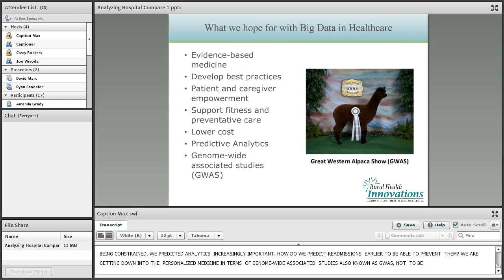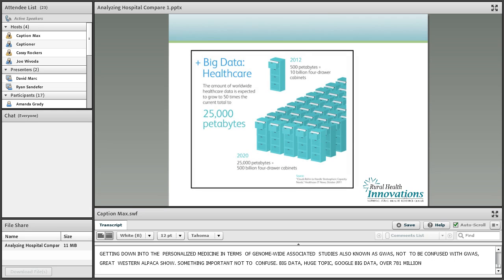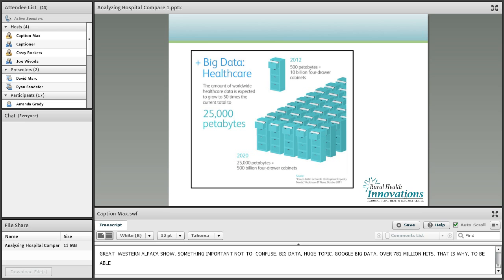That's both in terms of organization-created data, but also patient-generated data, and how those two are beginning to intersect. We're hoping to lower cost, obviously, because we talked about the issues in terms of more resources being constrained. Predictive analytics is obviously increasingly important. How do we predict readmissions earlier to be able to prevent them?